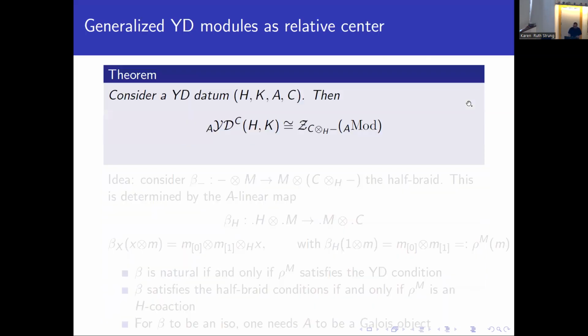So this is the main theorem. If we have YD datum, if you remember, HK are bialgebras, A is a bicomodule algebra over HK, and C is a bimodule coalgebra over KH. Then the category of heterogeneous modules is equivalent to the center of A-module, but this is the center of a bicategory. And the idea is basically the same as the usual construction, where the half braiding, but now the half braiding is sending something tensor M to M tensor C tensor something.